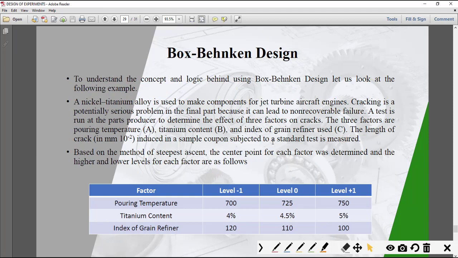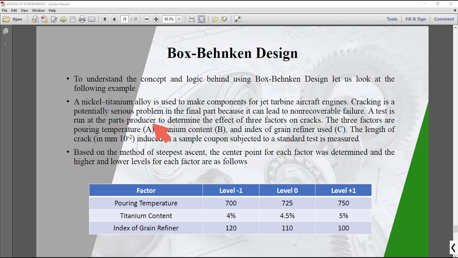This is very simple. To understand this concept better, let us take a look at an example. In this example, they have told us that there is a nickel titanium alloy and it is used to make components for a jet turbine aircraft engine. Cracking is a potentially serious threat in the final part, because it can lead to non-recoverable failure, right? If a jet turbine breaks, how many lives are going to be lost? So it is important that we try to keep failures to a minimum.